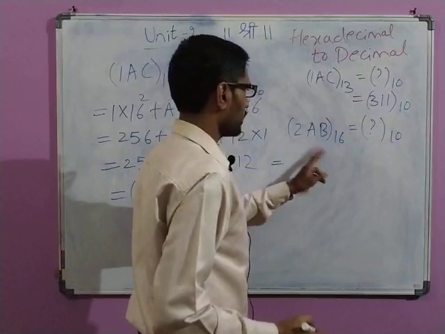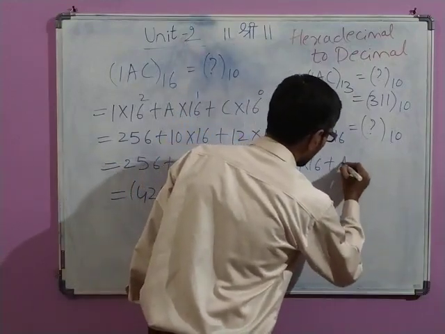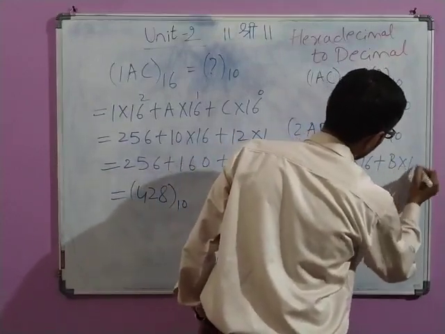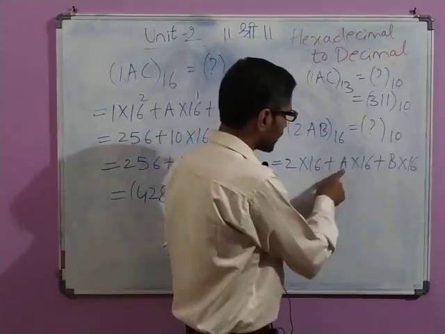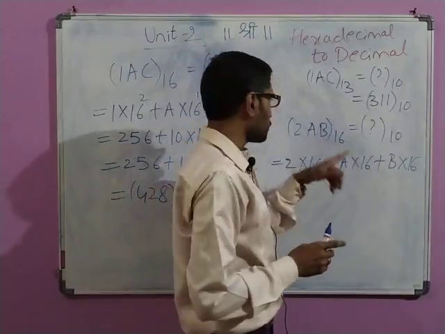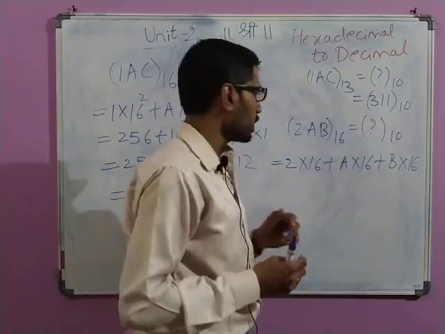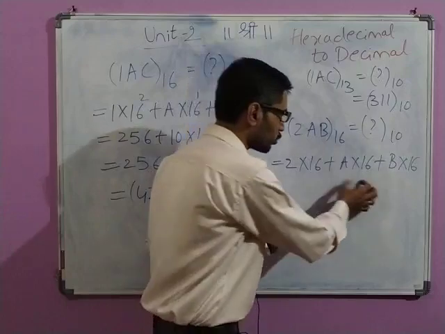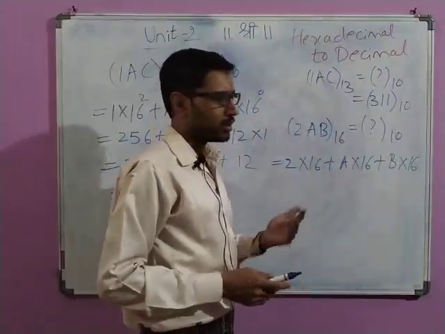Again, it's the same. So 2 into 16 plus A into 16 plus B into 16. If you practice a few more problems, you can avoid writing this step, but you should go through all the symbols present in hexadecimal. Until you are perfect with this, initially you will have a problem remembering the equivalent values. But initially you can do it like this and then refer to it. A means 10, B means 11 and so on.